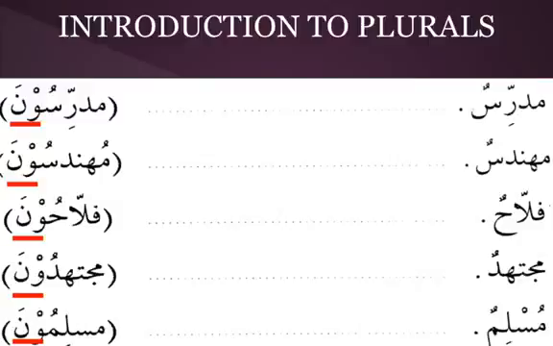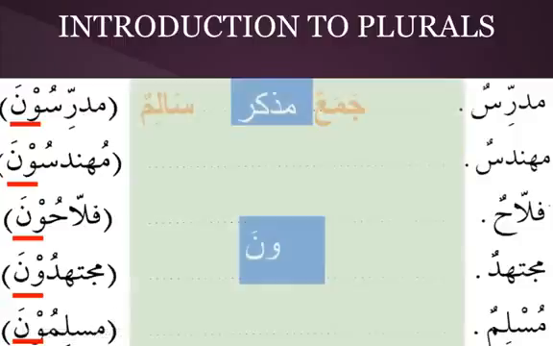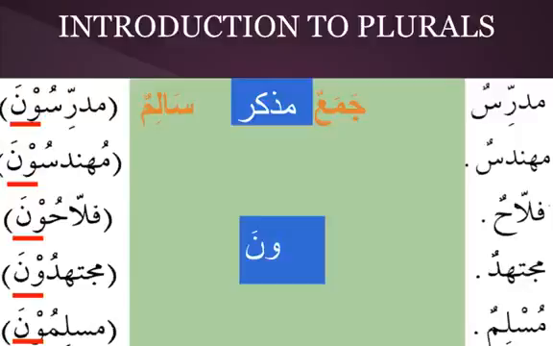Muhandisuna, fallahun, fallahuna, farmer, farmers, mujtahidun, hard worker, mujtahiduna, muslimun, Muslim, and we have muslimuna. So what is this? This is jam' mudhakkar salim. This is what we call jam' mudhakkar salim, and the sound is una, and the letters are waw and noon. Waw with sukun and noon with fatha. So we have a sound and we have a combination of letters.